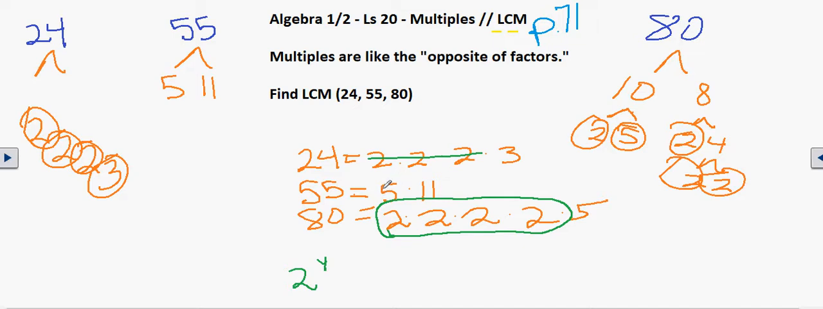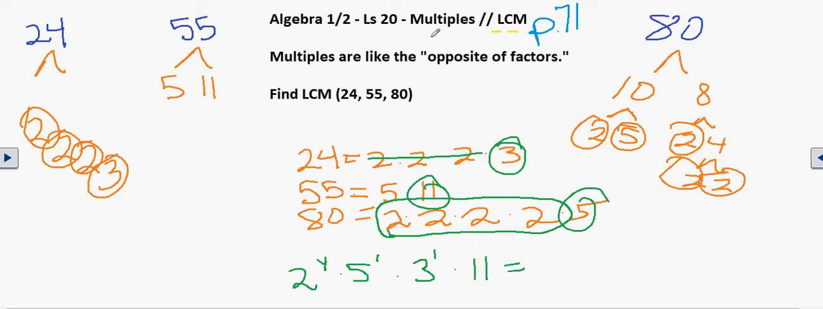How many times is 5 used the most in any given number? It's a tie at 1. Let's use this one. Times 5 to the first, if you want to show that. What's the next? Ooh, we skipped 3. Let's include our 3. Should have listed that least to greatest. And there's an 11. This is going to be a pretty big number, and that's okay because it is a multiple. It's the opposite of a factor.